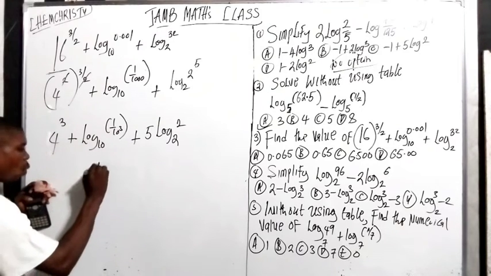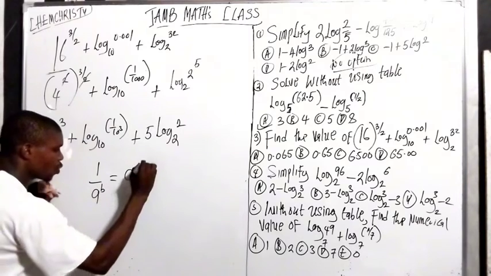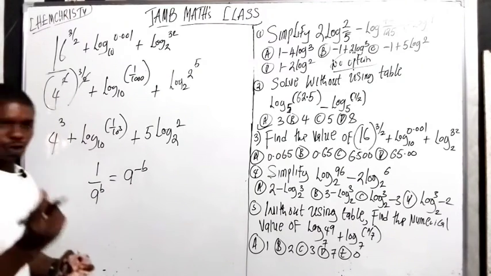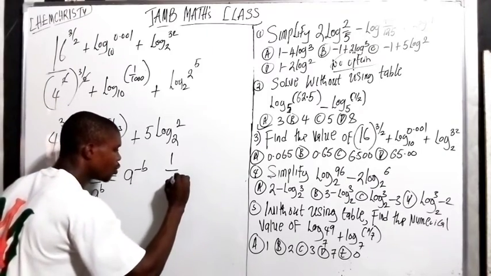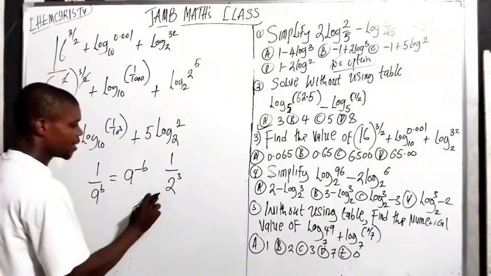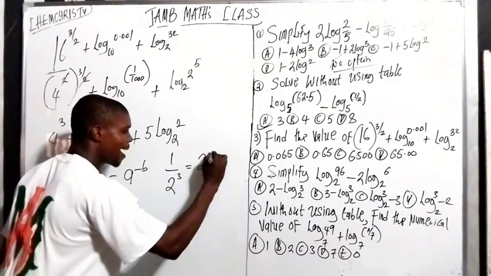So here, when I have 1 over a raised to power b, if I have something like this in indices, what will happen here? It's going to be a raised to power minus b, right? So you have to understand this here. So if I have something like 1 over 2 raised to power 3, now if I want to carry this one up, it's going to be 2 raised to power minus 3.